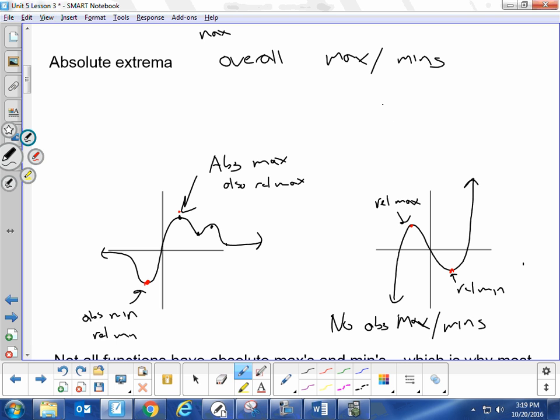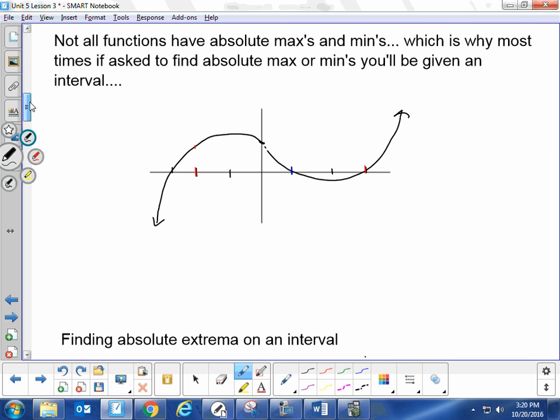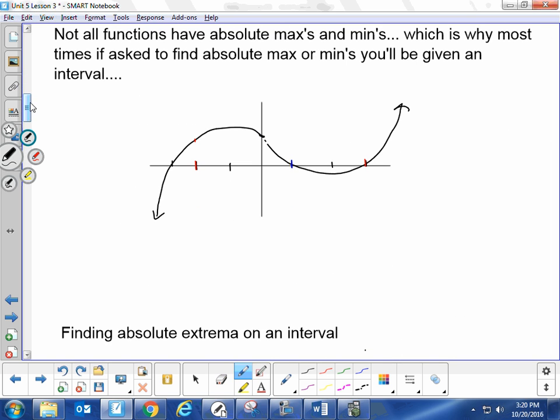If you look at a squared function, we know it has a min or a max, one or the other, but not both. X squared would have a min. Something like a negative x squared would have a max, but it would not have an absolute min. Okay, does that make sense? Well, because not every function has an absolute max or min, typically you'll be asked to find an absolute max or a min given an interval.